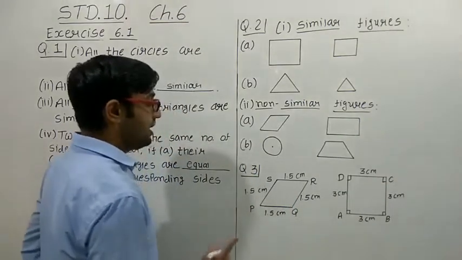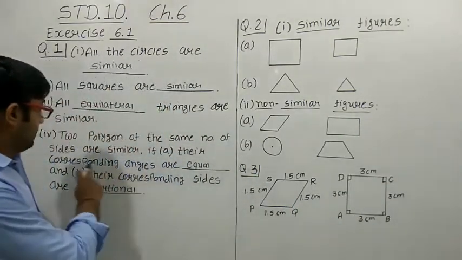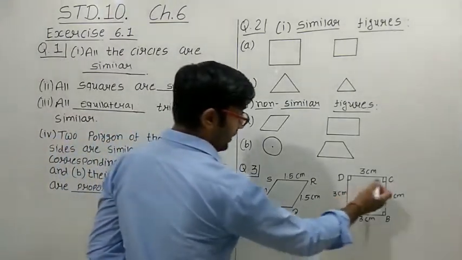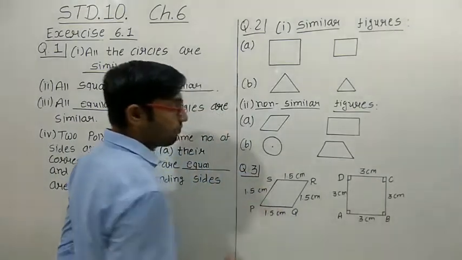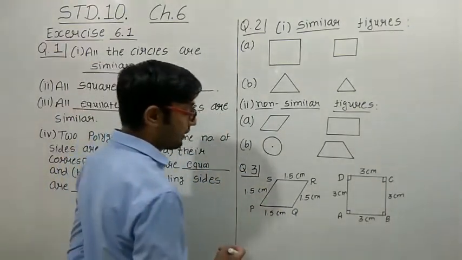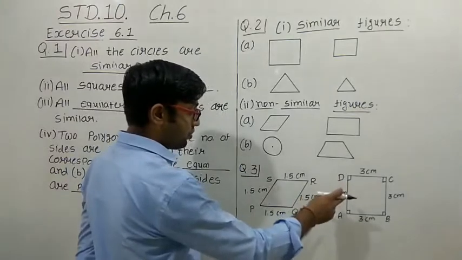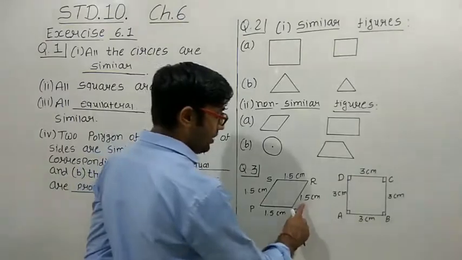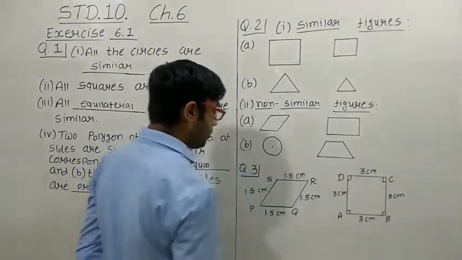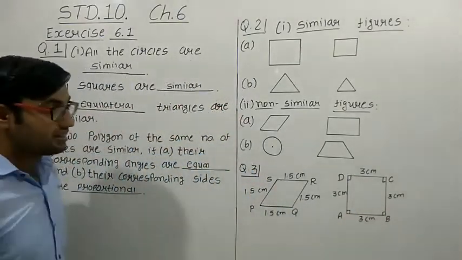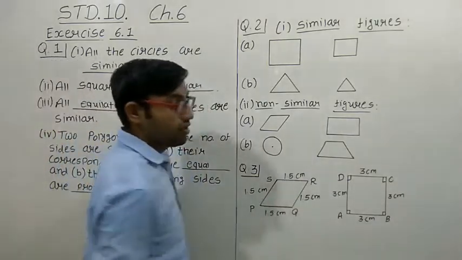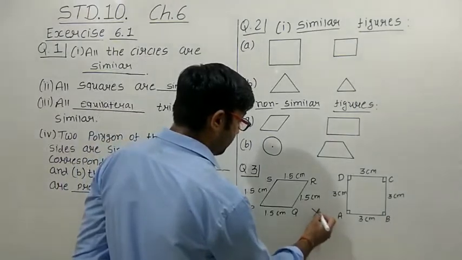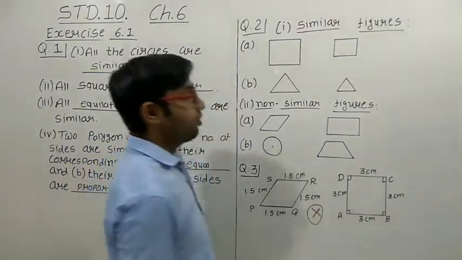According to the similarity condition, the corresponding angles must be equal. Here the angles of the square are 90 degrees, but the angles of the rhombus are not 90 degrees. Yes, the sides are in correspondence, because 1.5 upon 3 gives 1 by 2, and in the same way all four sides are in correspondence. All the sides are proportional, but the angles are not equal. So we can say that these two figures are not similar.